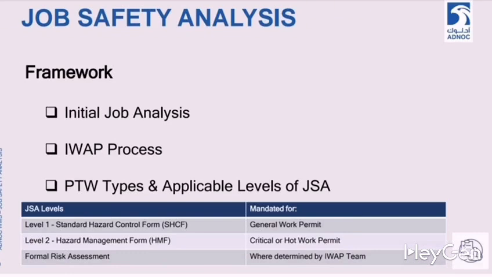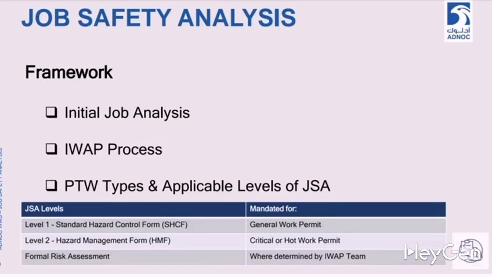In the second, we have level 2 JSA, hazard management form, HMF. This will apply to our critical and hot work permits when there is only one job happening on our hot work or critical work permit. If we have taken all activities on a single permit for a column or equipment, then instead of level 2 JSA, we will have a formal risk assessment attached which will mention the hazards and controls according to the work process. If we have divided our full activity into different jobs, divided it into different packages, then according to each work, each job, each task, a separate JSA will be attached.